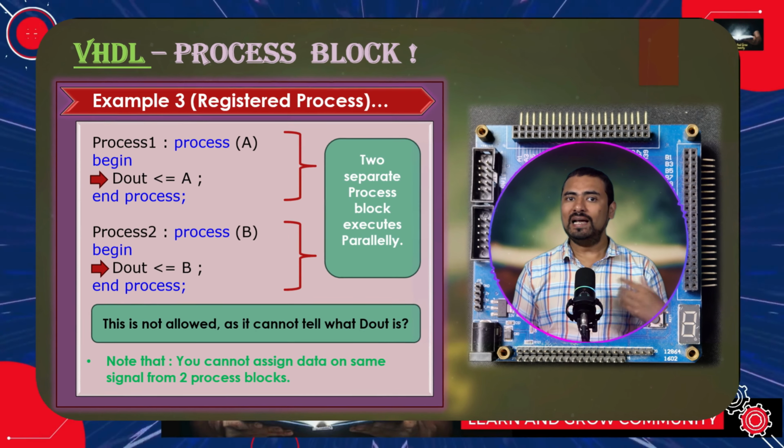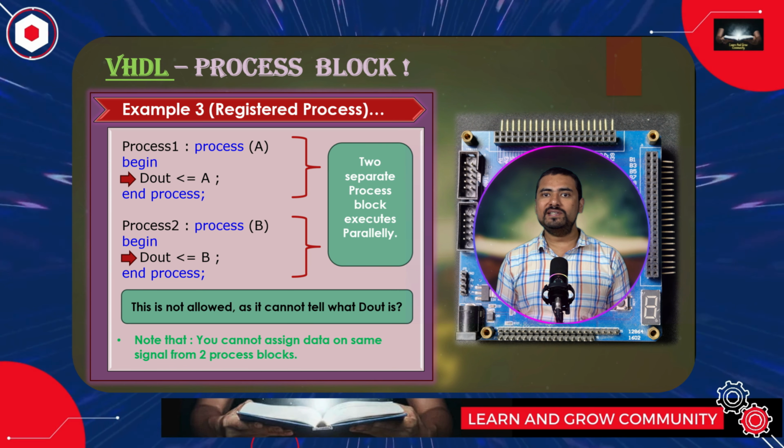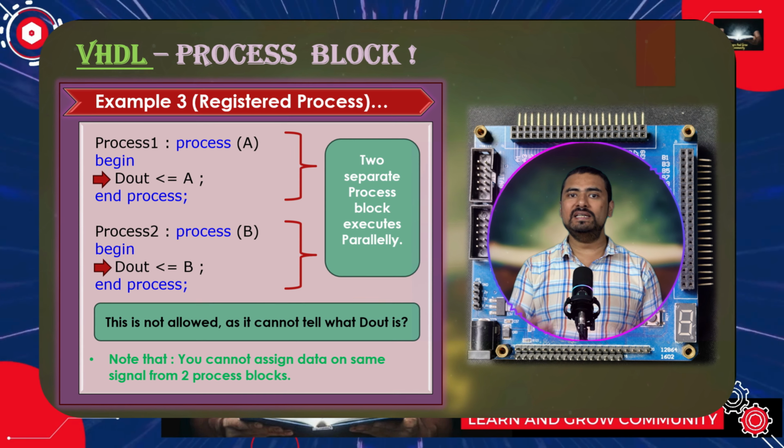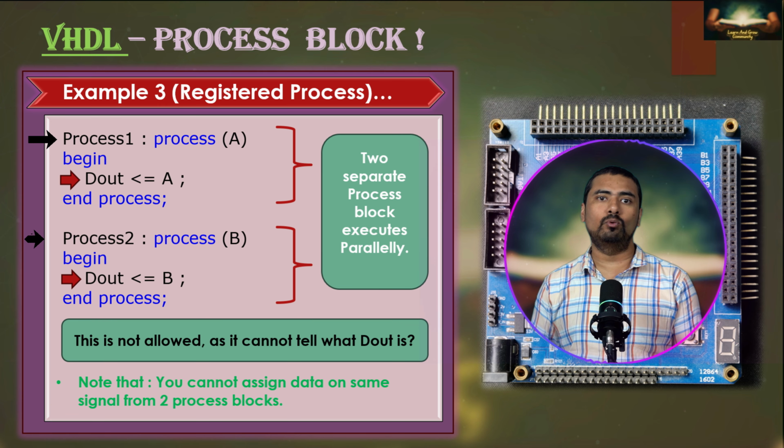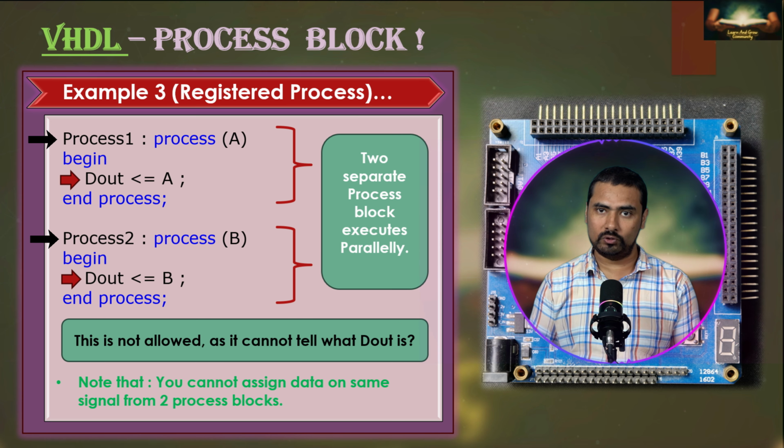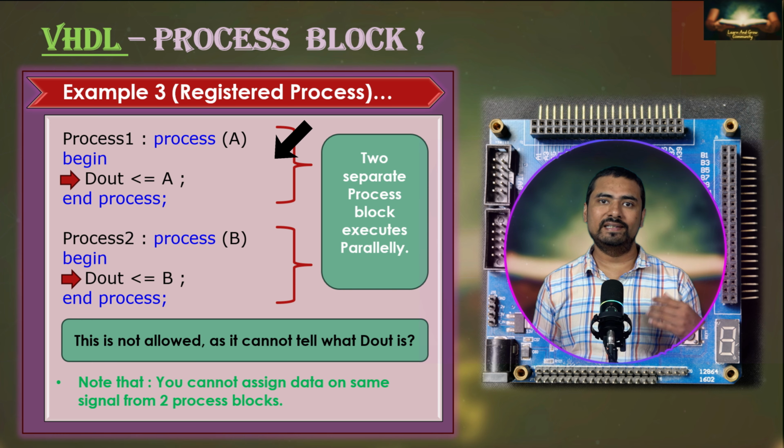Hi, in the last few sessions, we talked about the VHDL process blocks and we made some basic understanding of it. Now, in this session, we will be discussing some examples and we will talk about some good practices while you are using those process blocks. Okay, so let's start. This is our example 1.